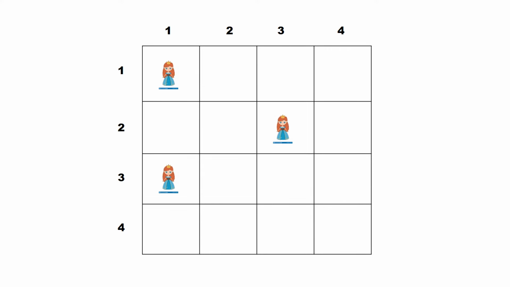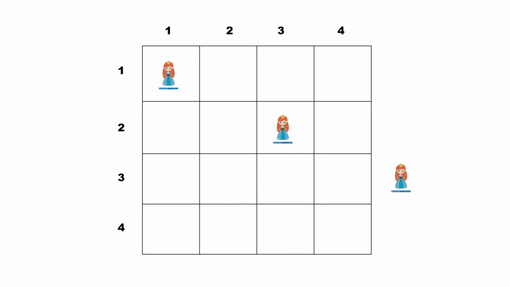Yes. Is this okay? No, this is not okay because they fall on the same column. What to do? Increment the column. Yes. Is this okay? No, this is also not okay because they fall on the same diagonal. So what to do? Increment the column. Yes. Is this okay? No, they fall on the same column. Therefore, what to do? Increment. Is this okay? No, they fall on the same diagonal. What to do? Increment the column.